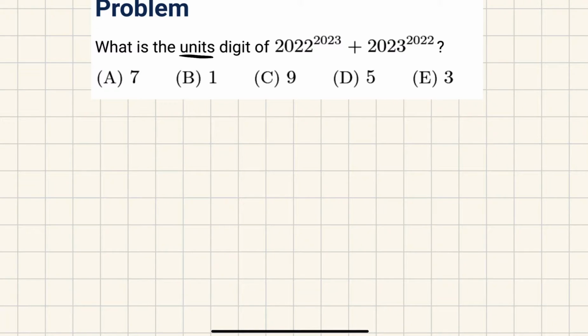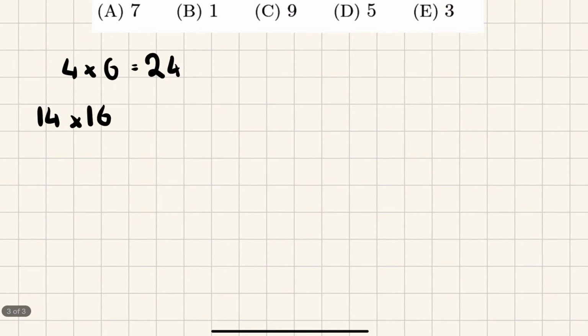So what is the unit digit of this? One of the really important things to understand about unit digits of multiplications is they only depend on the unit digits of the numbers that go into it. So for example, if we do something like 4 by 6, we know this is 24. Also, if we did 14 times 16, let's have a look at a grid and you'll see exactly what I'm talking about.